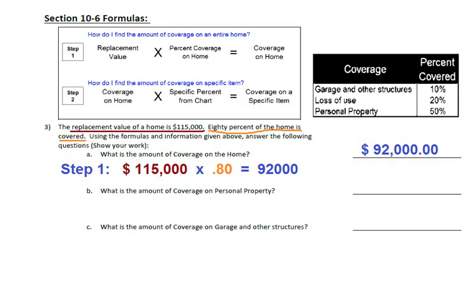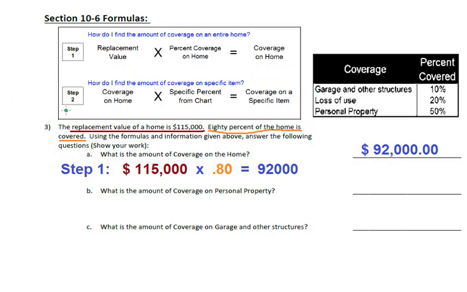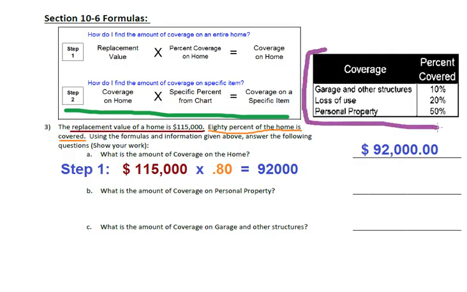All right. Now we can go on to B and C. B and C lead us to step number 2. Step number 2 helps us to find the amount of insurance coverage on a specific type of item. And we have 3 different types of items that we're focusing on. And they are all listed right here inside of this purple box that I'm making.